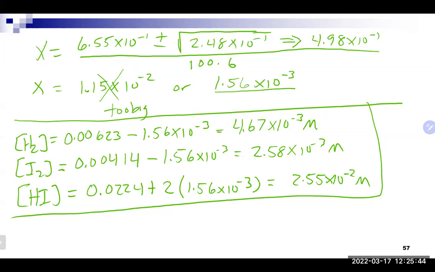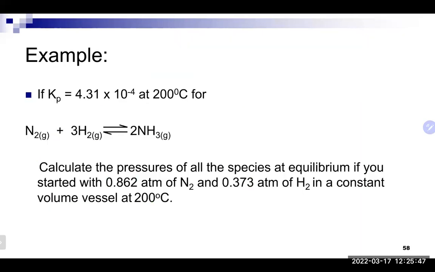All right, our journey through ice tables continues with another one. If Kp is equal to 4.31 times 10 to the minus 4, we're looking for our equilibrium pressures in this case. If we started with 0.862 atmospheres of N2, 0.373 atmospheres of H2. Again, this is a Kp. Here we have pressures. We work it the same way. You could do, again, an ice table with pressures and Kp, so it works exactly the same way. So why don't you give it a try, see what you come up with.